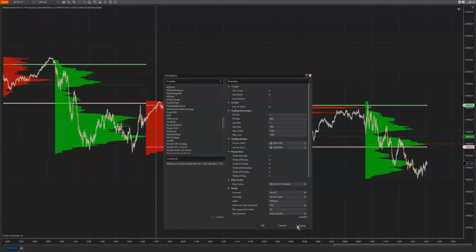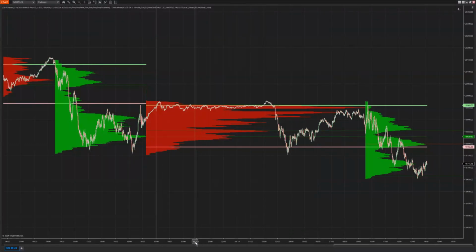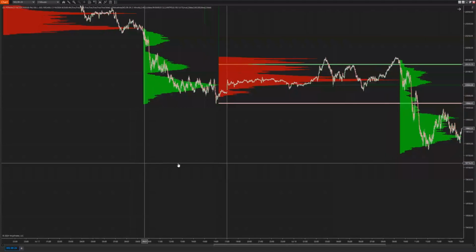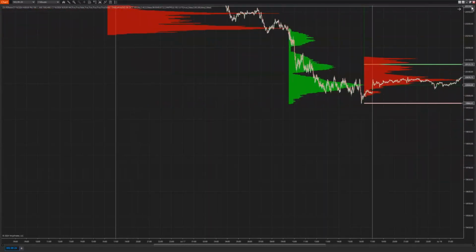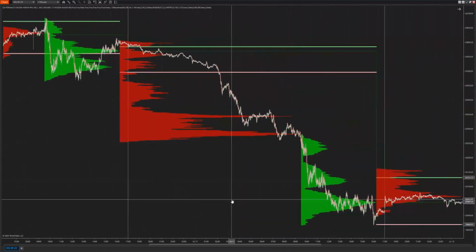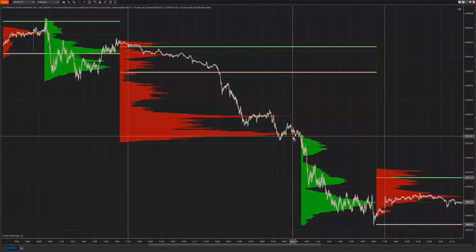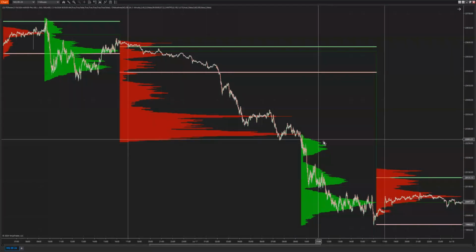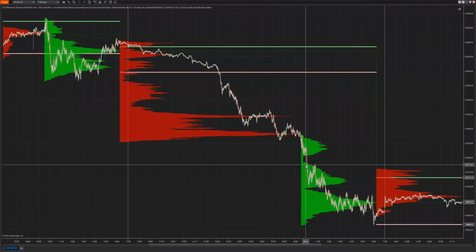And let me show you that on the chart here before I enable this. Let me find a good example of this. So I'm looking for price. This is a bad example. This one started so far below value, it ended up being a trend day down.